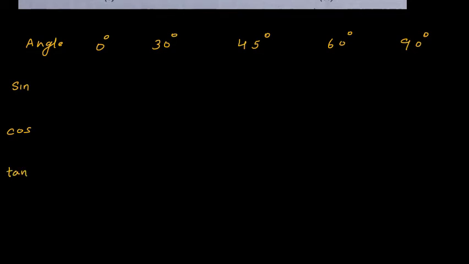Sine, cos and tan. The value of sine 0 is 0. Sine 30 is 1 upon 2. Sine 45 is 1 upon root 2. Sine 60 is root 3 upon 2. Sine 90 is 1. Then for cos, you write in reverse order, that means cos 0 is 1. Cos 30 is root 3 by 2. Cos 45 is 1 upon root 2. Cos 60 is 1 by 2 and cos 90 is 0.